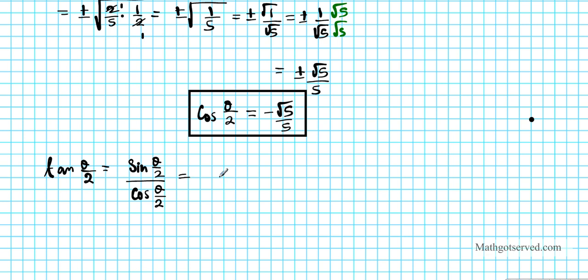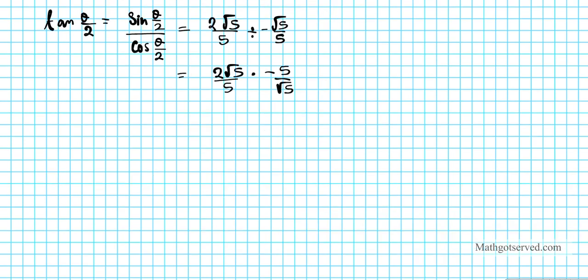I'm just going to divide the two answers like I got before. So I have 2 root 5 over 5, which is sine, divided by cosine, which is negative root 5 over 5. I'm going to drop, change, flip, multiply the first by the reciprocal of the second, times negative 5 over root 5. What do we have here? We're going to notice that the radicals divide out, and also the 5's divide out to 1. When we multiply everything across, we're going to have negative 2. So there goes your final answer for tan theta over 2.